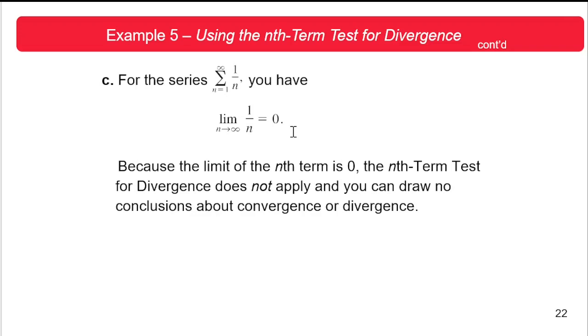Because the limit of the n-term is equal to 0, we can therefore conclude that the n-term test for divergence does not apply. If you recall, the n-term test for divergence states that if the limit of a sub n is not equal to 0, then the series diverges. Because the limit of a sub n here is equal to 0, we cannot draw any conclusion about the convergence or divergence of this given series.